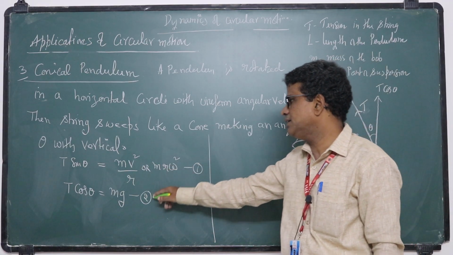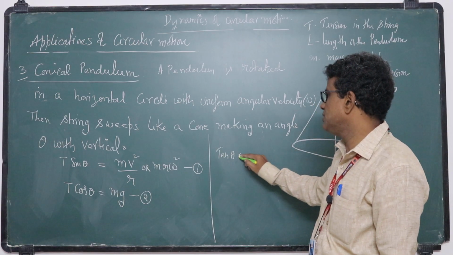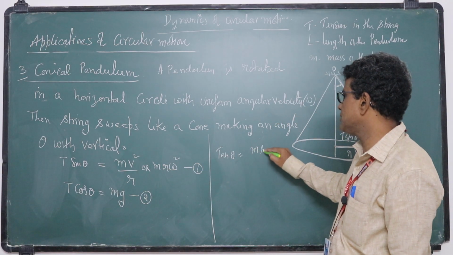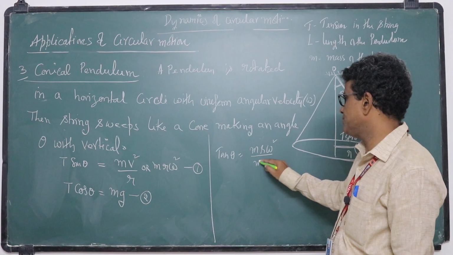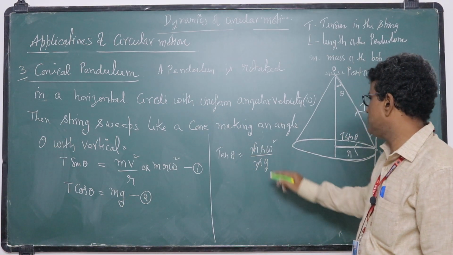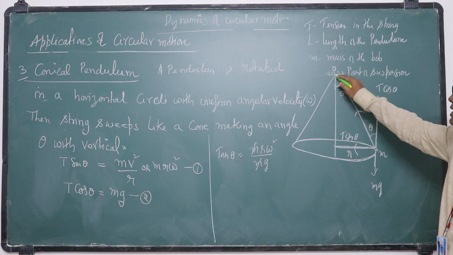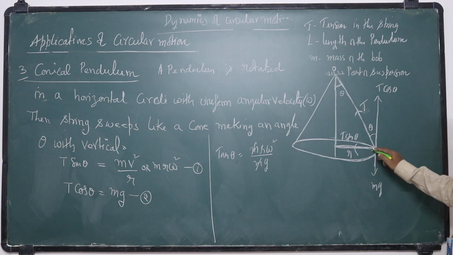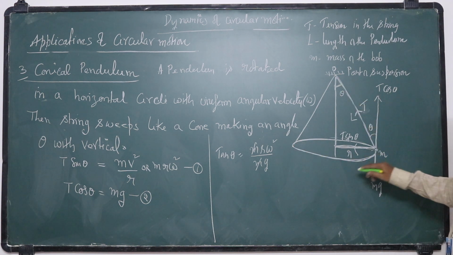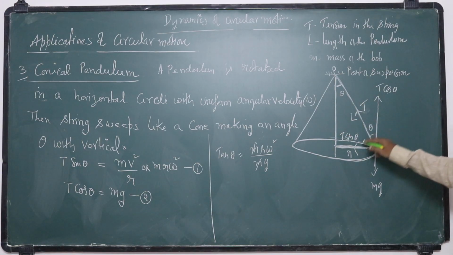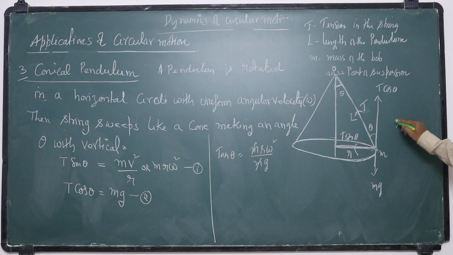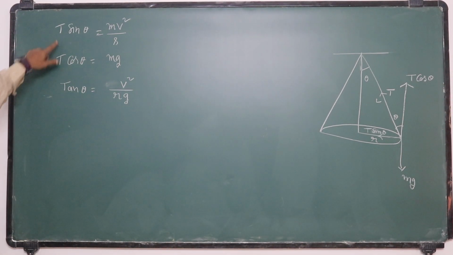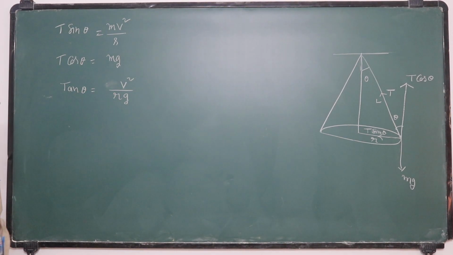So you will get sin theta by cos theta, tan theta. T will get cancelled. mr omega square by mg, m gets cancelled. But r, in this triangle, this is r, the circular path radius, this is L, the length of the string, this is theta. Then how are these three related? By applying sin theta. As we are dividing these two, we will get tan theta is equal to v square by rg.